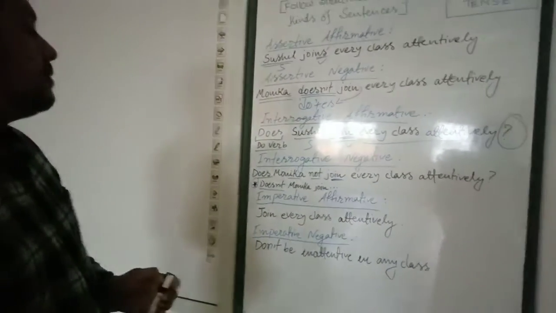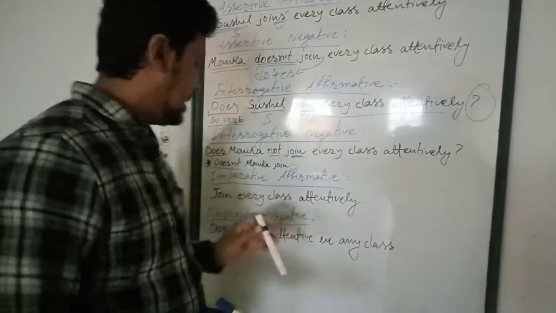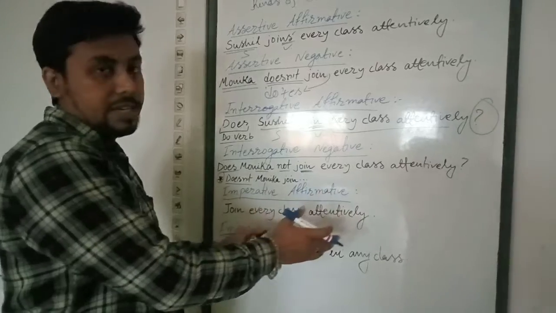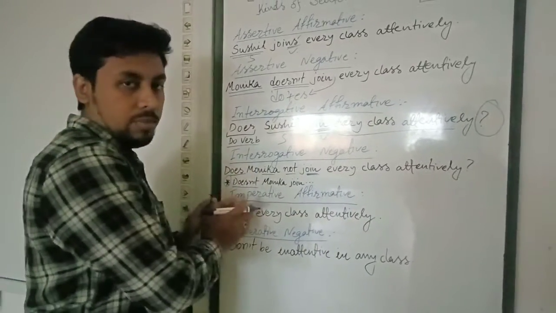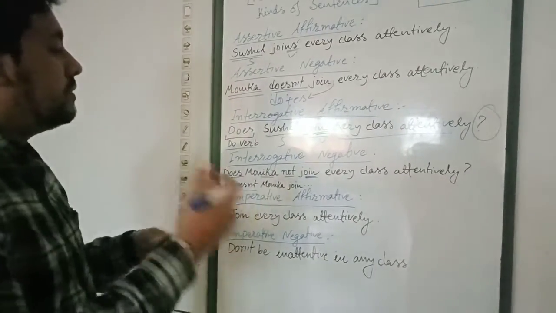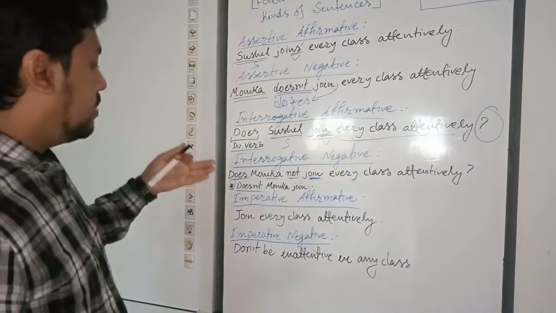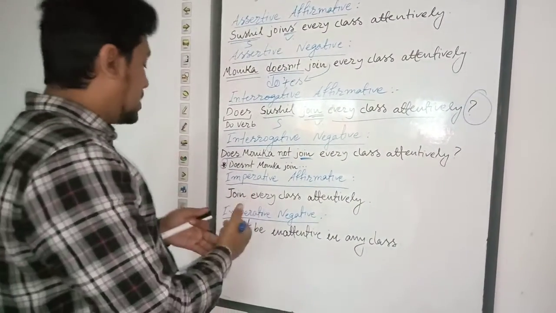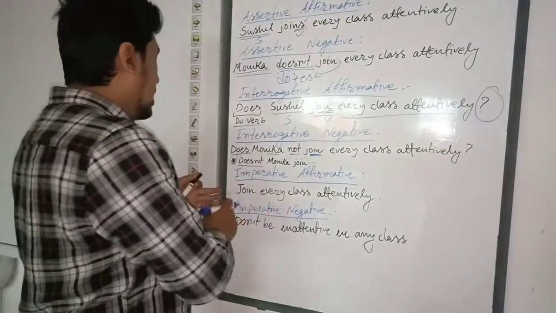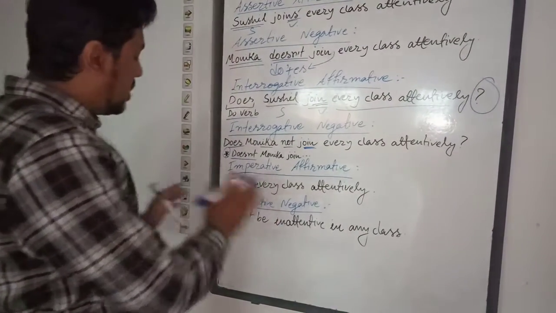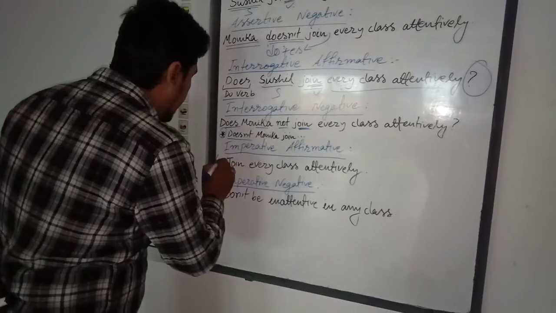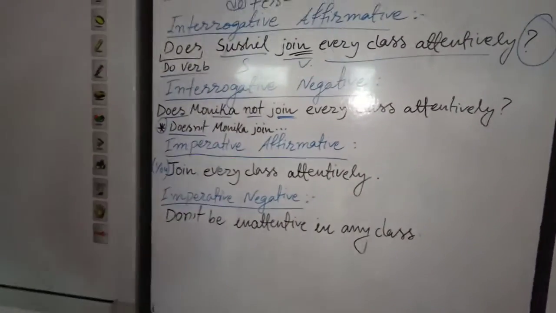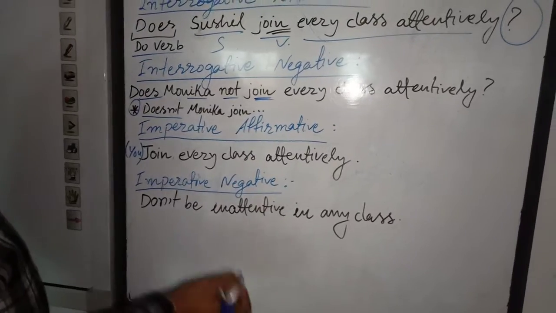Come to the imperative affirmative. It's only possible in the present tense. So just look at that. Join every class attentively. Here the subject is omitted because in the imperative sentence we are giving a suggestion or an instruction. So the subject is totally omitted. You can write here you, that is totally avoided or omitted. Okay, join every class attentively.